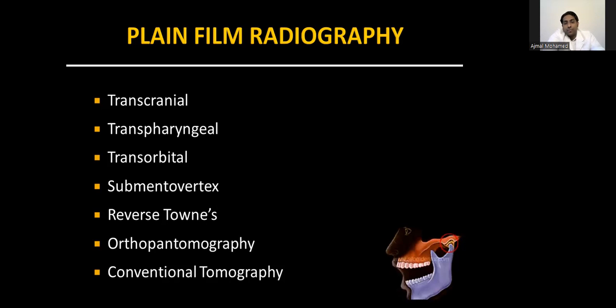Submentovertex is also used for identifying fractures of the TMJ. Modified Towne's projection is used for identifying fractures of the zygomatic arch, and there is the reverse Towne's projection, and you have orthopantomogram or OPG, and conventional tomography. So these are all the techniques that come under plain film radiography.